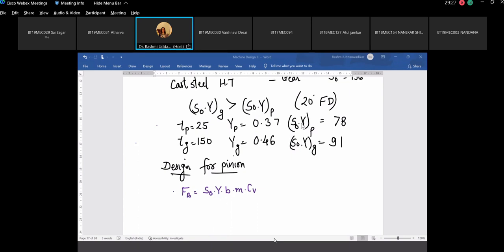S0 for the pinion is known, 210. The value of Y for the pinion is 0.37. The value of B you can refer to in the design data book. The value of B is given in what range? Turn the pages. What is the value of B given? It's in table 16.7, page 169 as per my design data book. What is the range of B given? Atul?